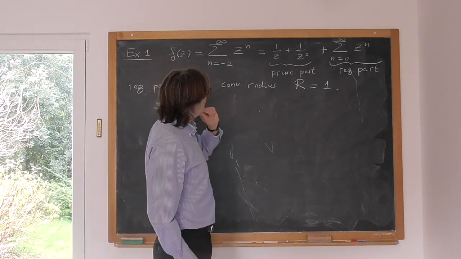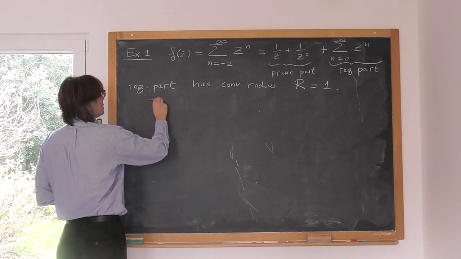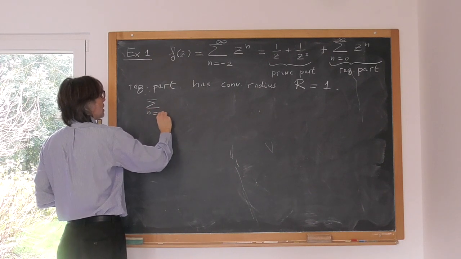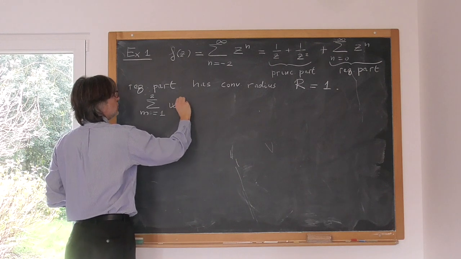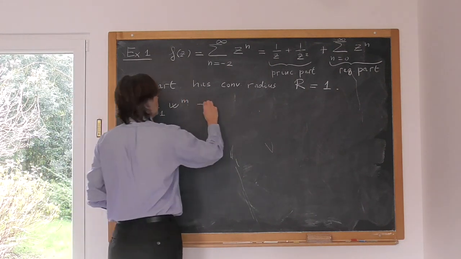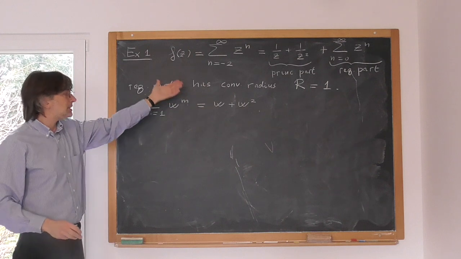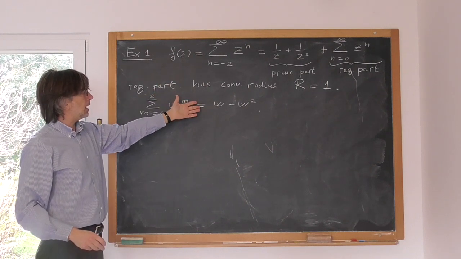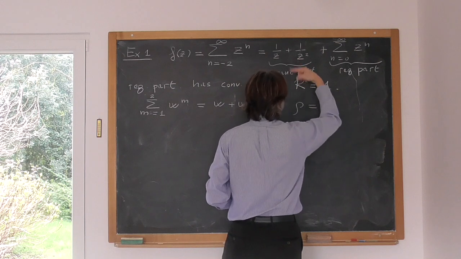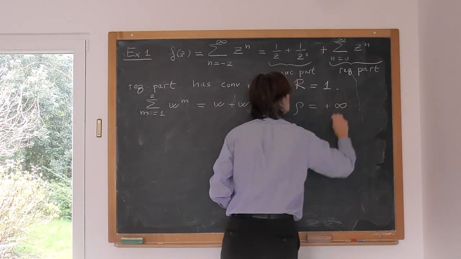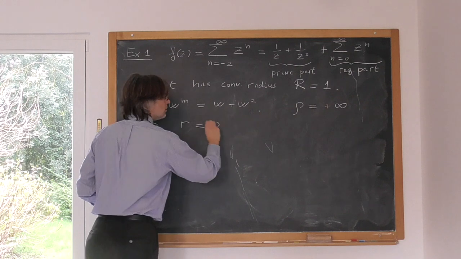The principal part, the associated series would be just the series, or let me use as before the letter w, n goes from 1 to 2, w to the n. This is just a polynomial. It's w plus w squared. And a polynomial, of course, is a particular case of a series, but with a convergence radius plus infinity. So rho, the convergence radius of the power series associated to the principal part, is infinity. And this means that the inverse, small r, is 0.